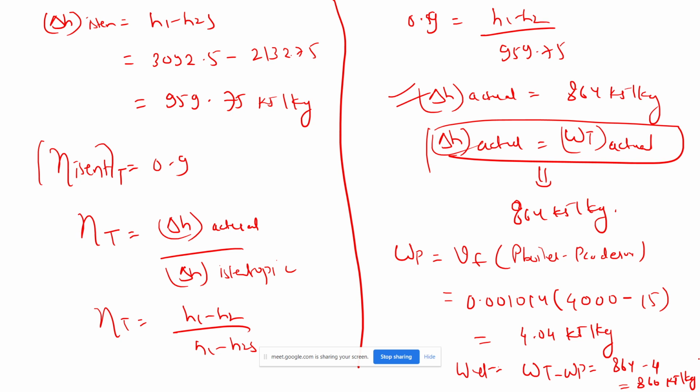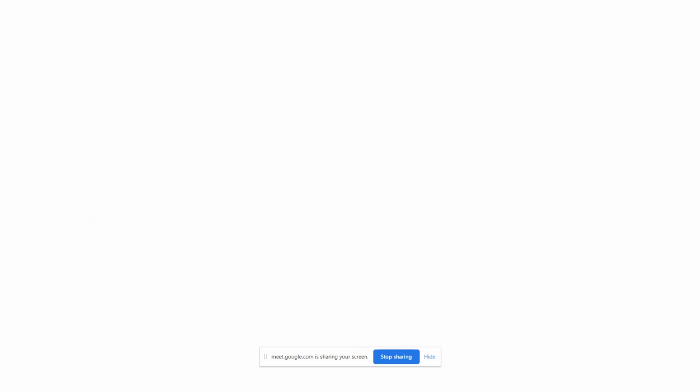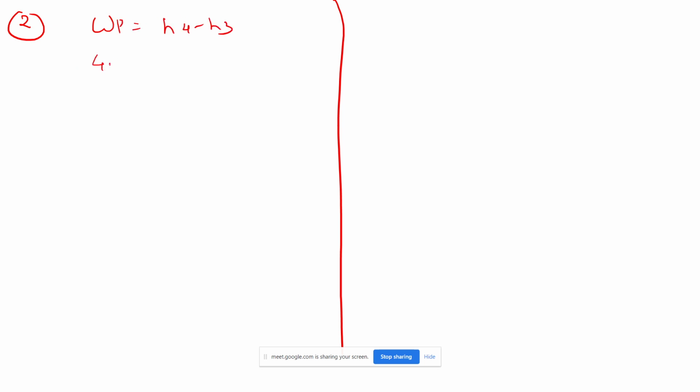Okay, is it fine? Now part 2 is much easier actually. What they have asked in part 2 is the heat supplied to the cycle. We know that the pump work is given by H4 minus H3, so 4.04. H4 we don't know, H3 we know, since the entry to the pump is saturated liquid. So what is the value of H3?